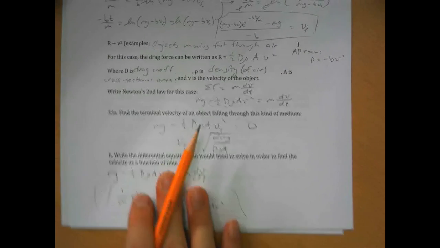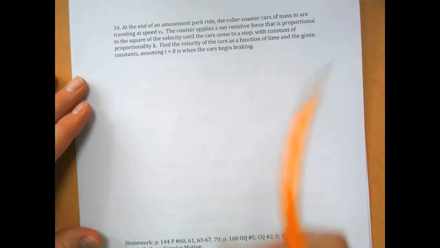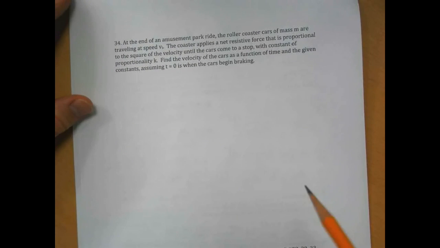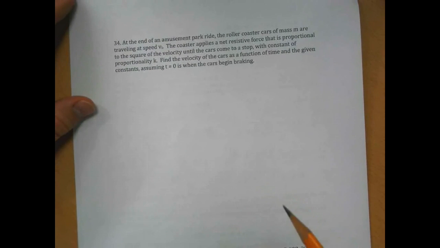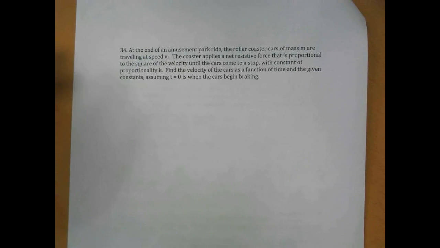What can happen with a velocity squared resistive force is something like this. Like at the end of an amusement park ride, roller coaster cars of mass m traveling at speed v initial. The coaster applies a net resistive force that is proportional to the square of the velocity until the car comes to a stop. With constant of proportionality k, find the velocity of the cars as a function of time.